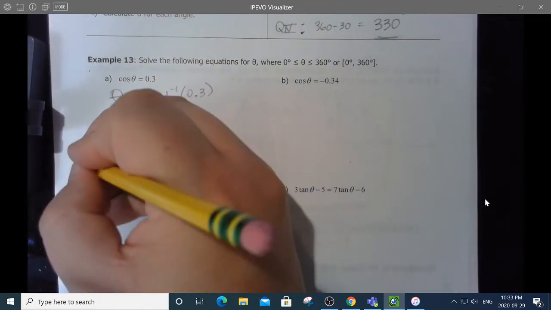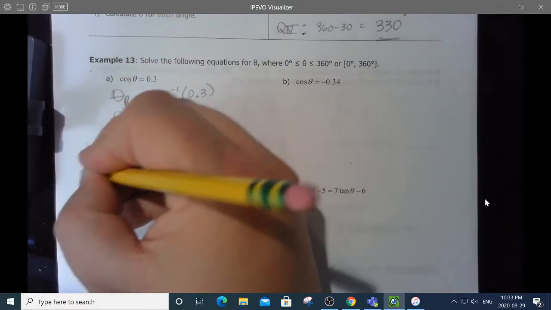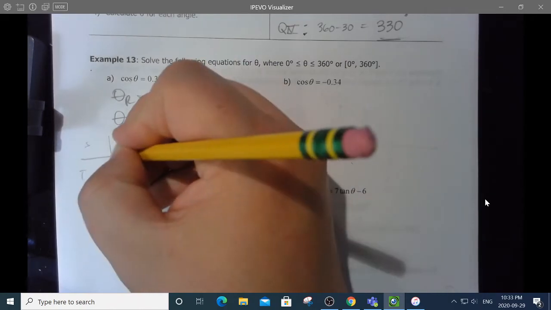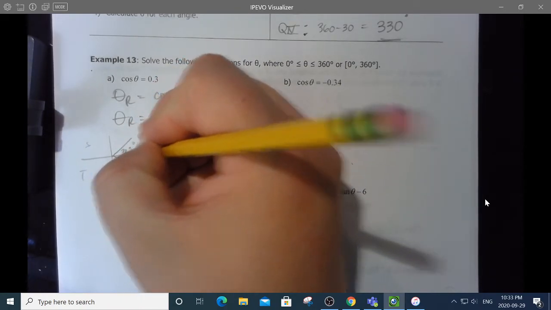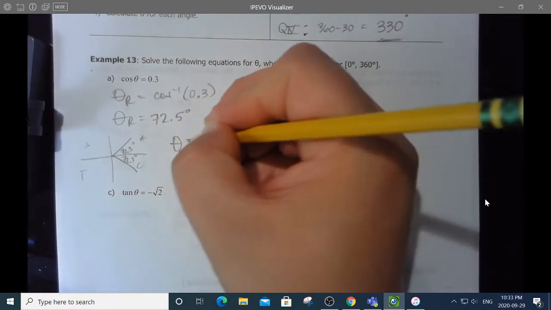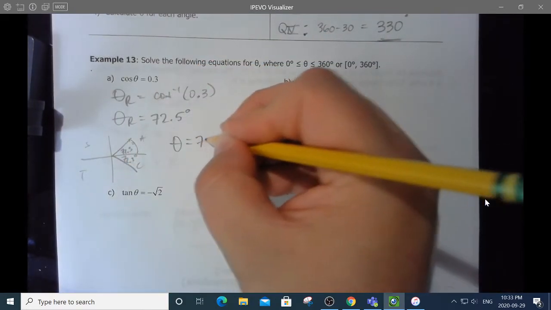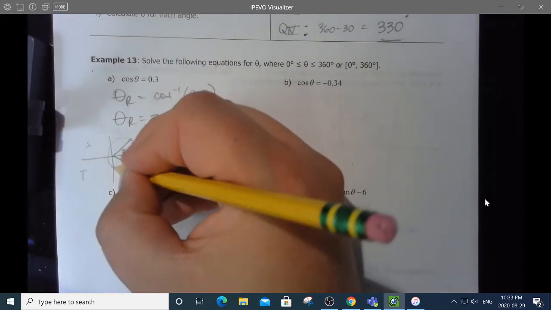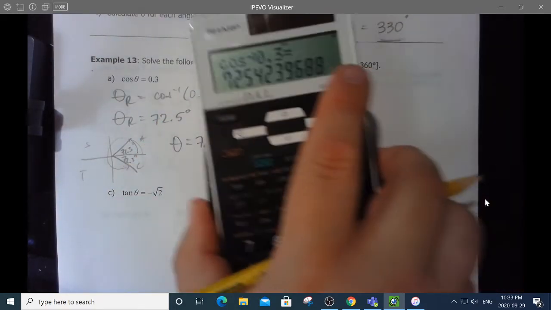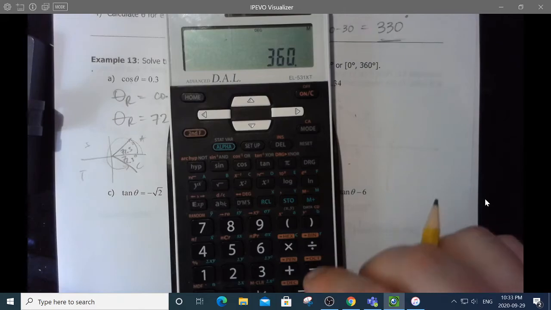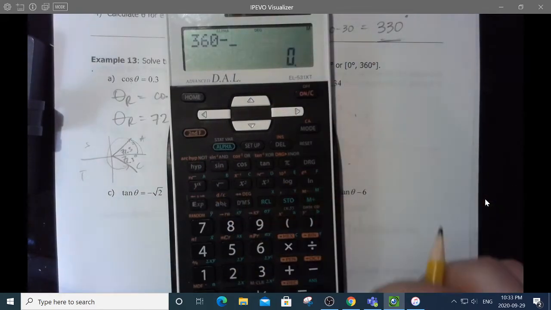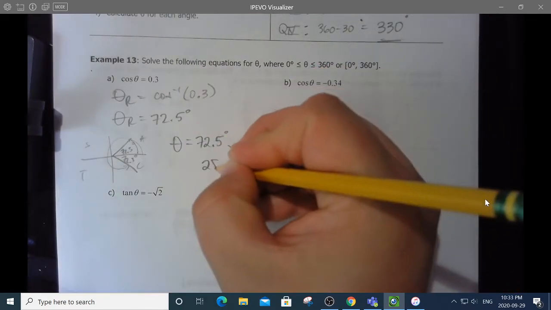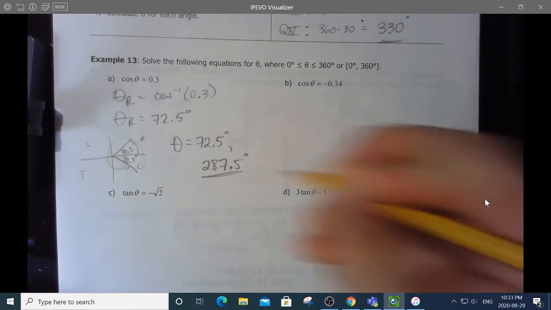Now I'm going to make a little sketch. Where is the CAST rule? Where is cosine positive? Well, it's positive here. So that's 72.5 degrees. And it's positive here. And that's the reference angle of 72.5. Well, in quadrant 1, the answer for theta is 72.5. Remember, in quadrant 1, you are your own reference angle. But how big is the angle if I have to spin all the way around and hit it in quadrant 4? Well, that's going to be 360 minus the answer I just had. And I have an answer button, so I'm going to use it so I don't have to repunch it. 287.5 degrees. And there we have it.